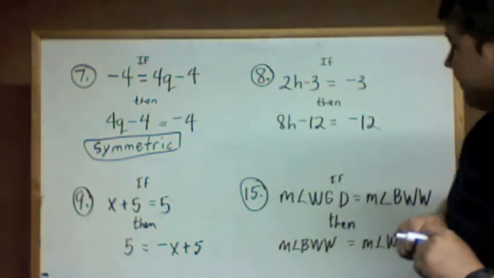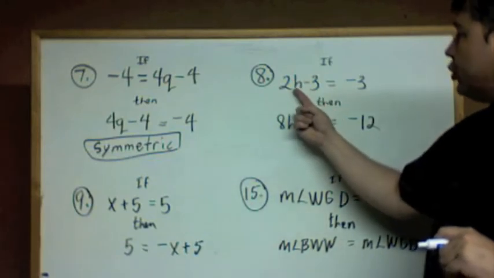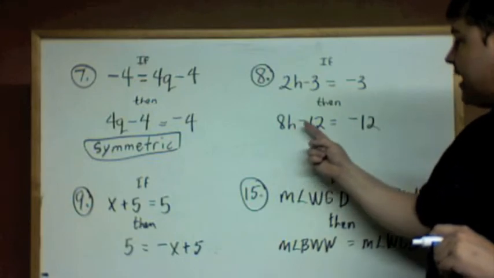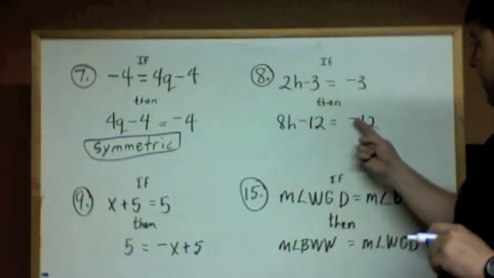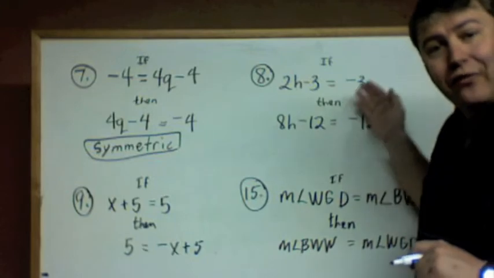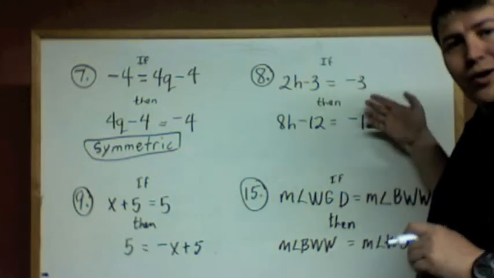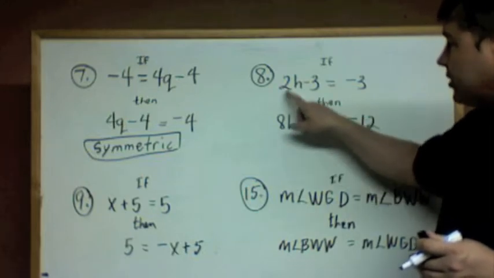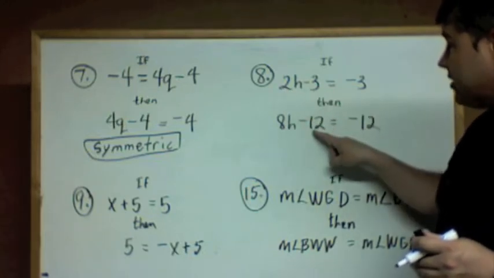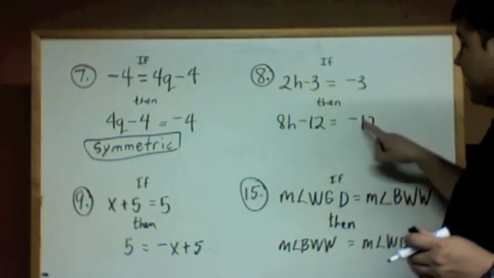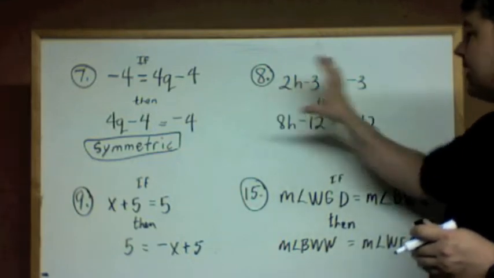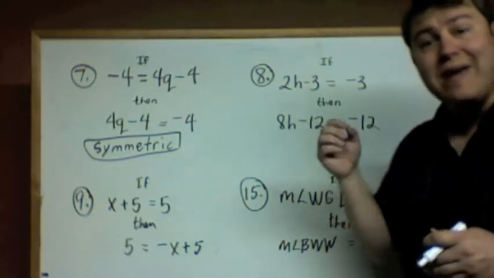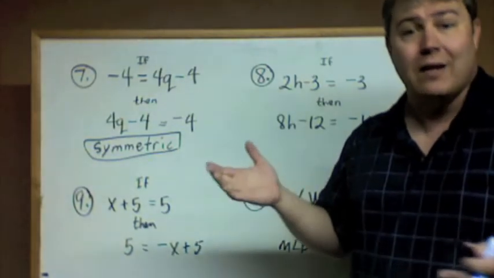And now number 8. This says if 2h minus 3 equals negative 3, then 8h minus 12 equals minus 12. The question is, from the first equation to the second equation, what did they do? You know, how do these compare? Well, that's times 4. 2 times 4 is 8. Negative 3 times 4 is negative 12. What did they do to both sides of the equal sign from this equation to get to that equation? Well, they multiplied both sides of the equal sign times 4.